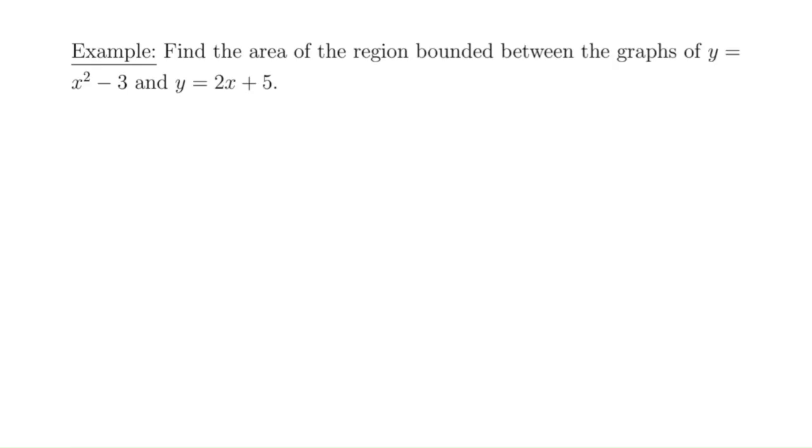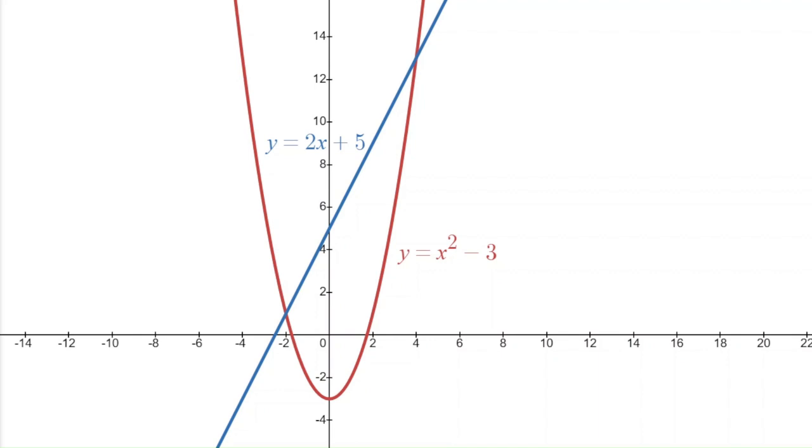Okay, let's do another example. Find the area of the region bounded between the graphs of y equals x squared minus 3 and y equals 2x plus 5. Now notice here, this one is different because I did not give you an a and a b. I just said find the area that's bounded between these two graphs. So here are the graphs in Desmos. We have y equals 2x plus 5, this linear function. And we have this quadratic, y equals x squared minus 3. And we're trying to find the area of the region that's bounded between these two curves. And notice I've shaded the region there in green.